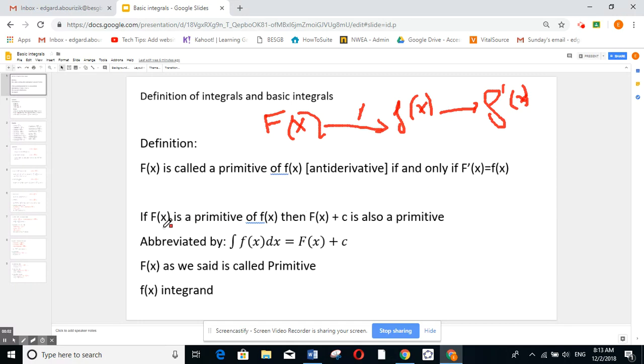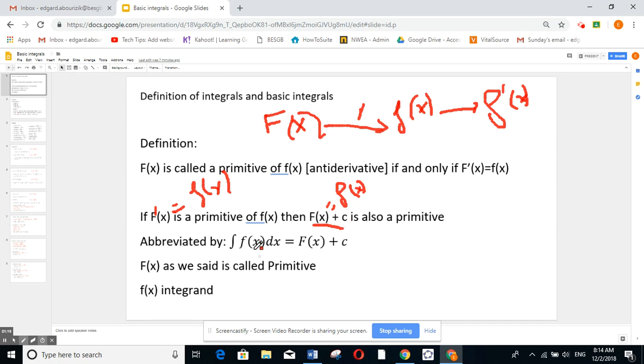If big F of x is a primitive of f of x, certainly F of x plus c is also a primitive. Why? If big F of x is a primitive, then if I derive it, I get small f of x, as we said here. Now, if you add to it any constant and derive it, you still get small f of x. So how many primitives do we have for a function? We have infinitely many because we have a plus c.